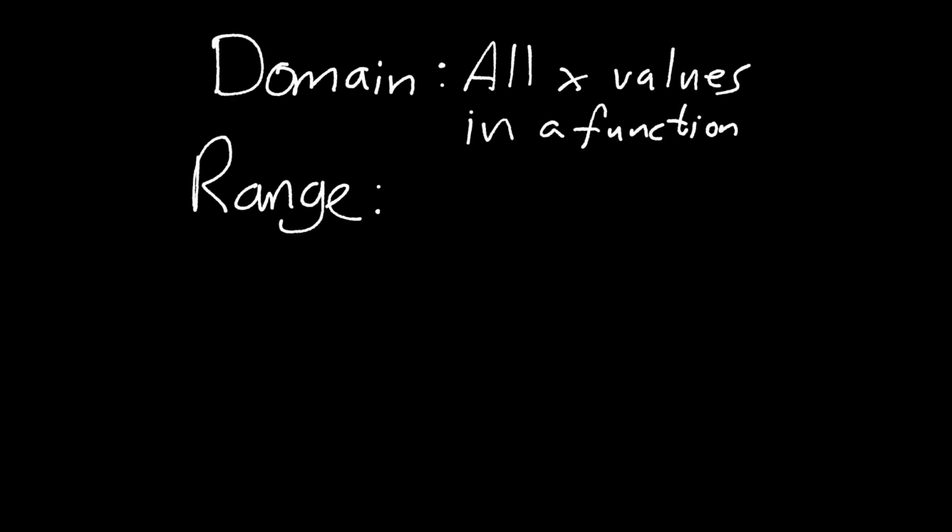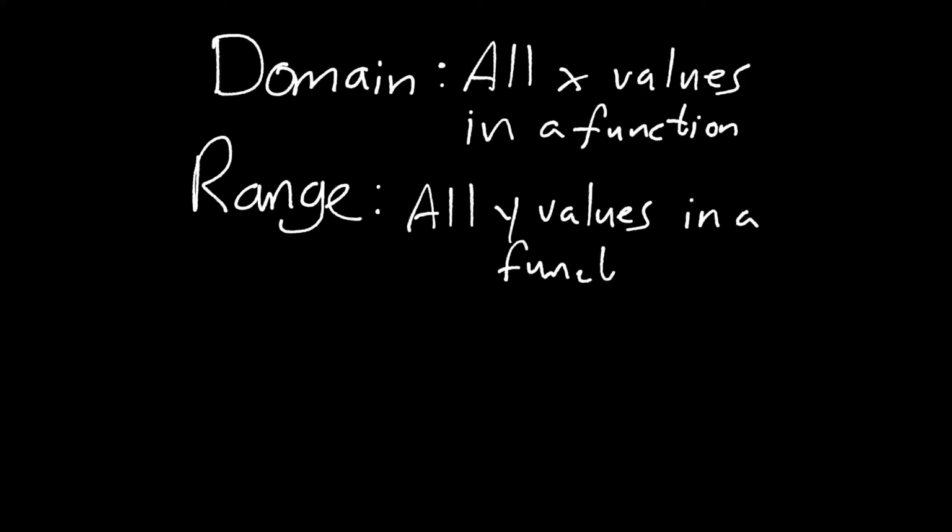And the simple definition for range is all y values in a function. So the main thing to remember here is domain is your x values, range is your y. A way that you can think to remember that is D comes before R in the alphabet, so X comes before Y. Is it the best way to remember it? Well, probably not, but it works for me.